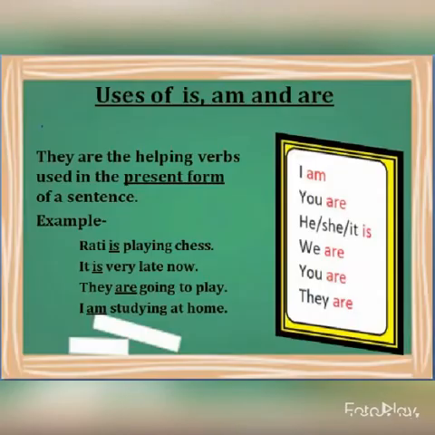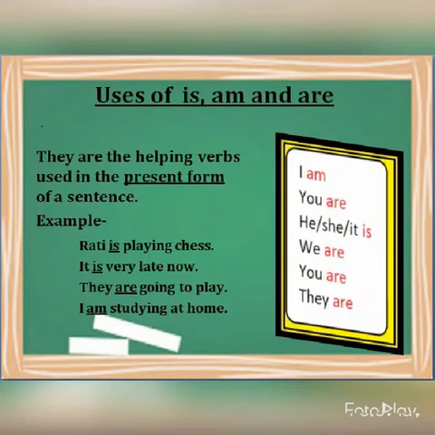Now let us learn about the uses of is, am and are. Now kids, first of all what you need to learn is that they are the helping verbs used in the present form of a sentence. So where are is, am, are used? They are used as helping verbs in the present form of a sentence.